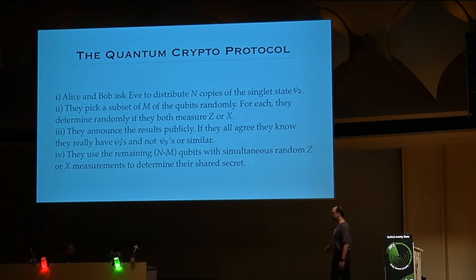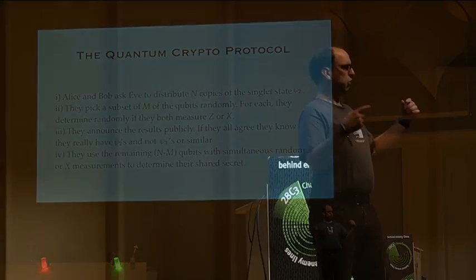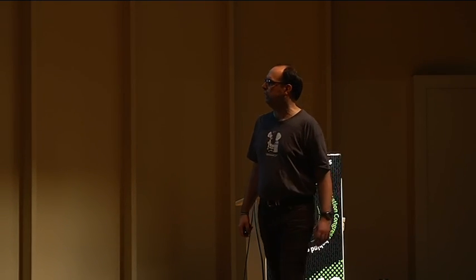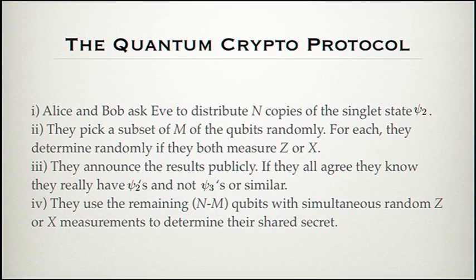And then they can use the remaining qubits and do the measurement, both of x or both of z, without announcing the result, as their shared key and run their classical one-time pad crypto protocol on this. Okay, so that is important. This protocol has two stages, and in the first stage, they can check whether their state is correlated with the state that Eve has or not, because the correlation with Eve's state in the quantum world leaves traces behind in the two-particle state.